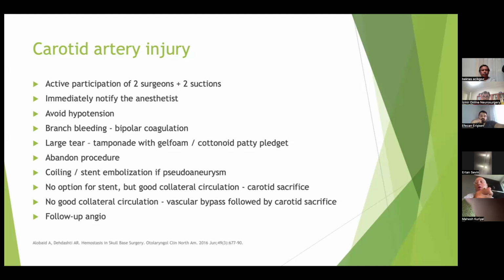Then you have to abandon the procedure and take the patient for coiling or stent embolization if there is a pseudoaneurysm. And if there is no option for stent, but there is a good collateral circulation, you can sacrifice the carotid artery. But if there is no good collateral circulation, it would be ideal to do a vascular bypass followed by carotid artery sacrifice. Anyway, the patient has to be followed up with an angiogram.